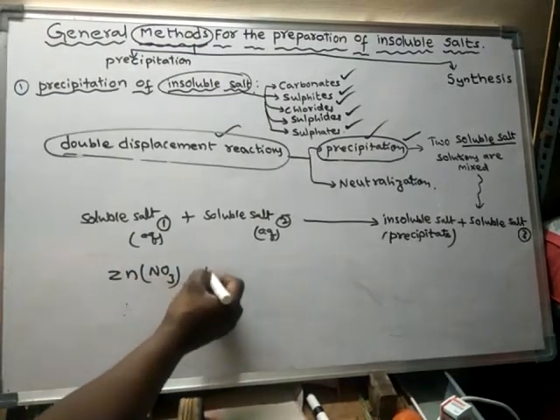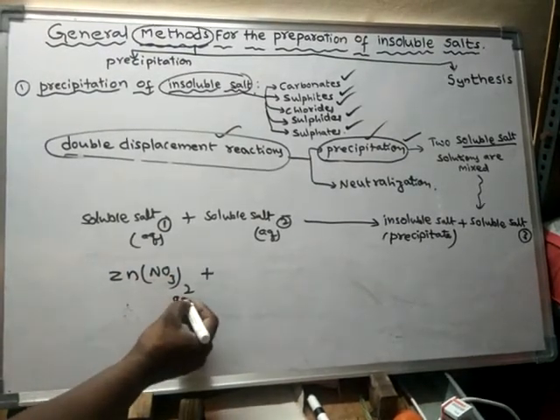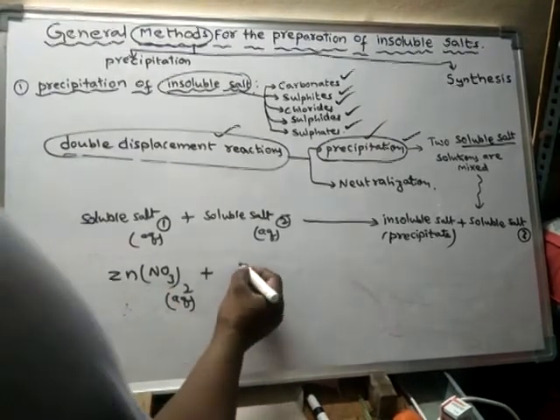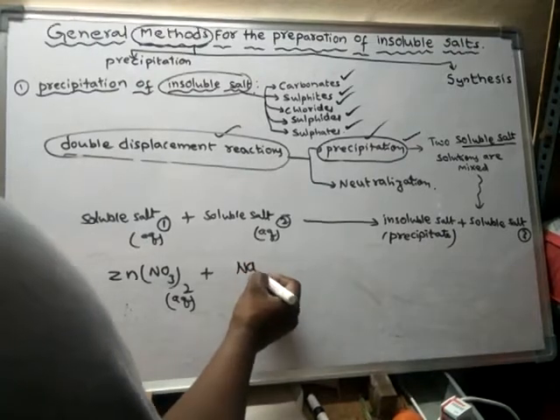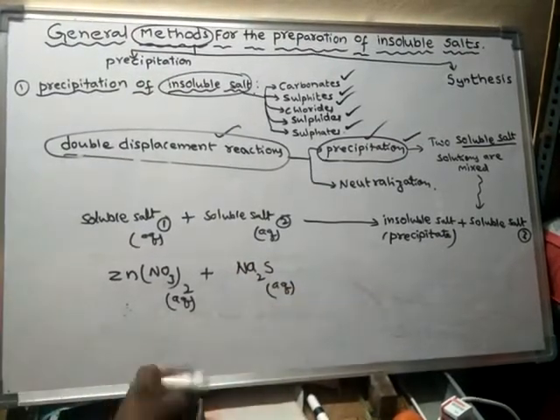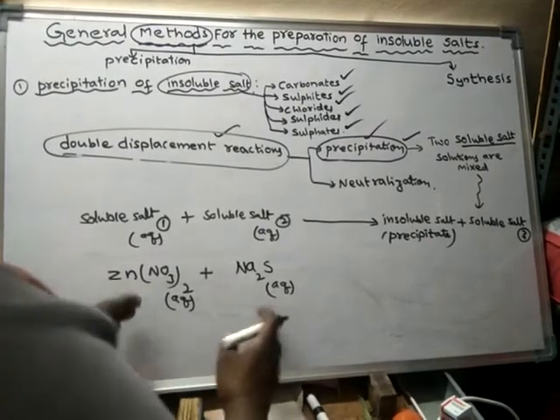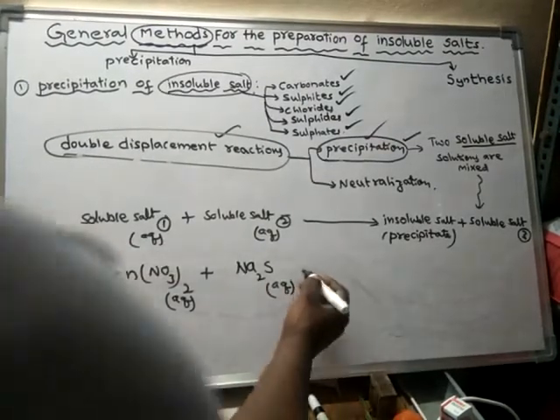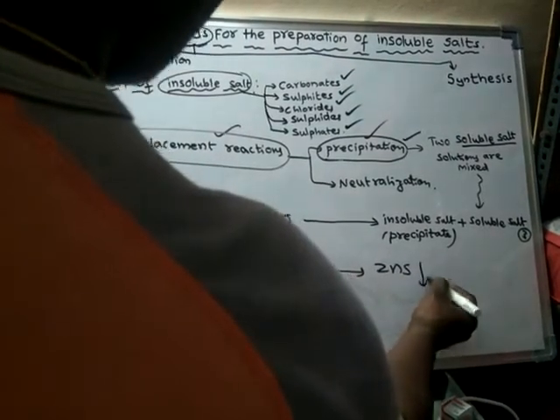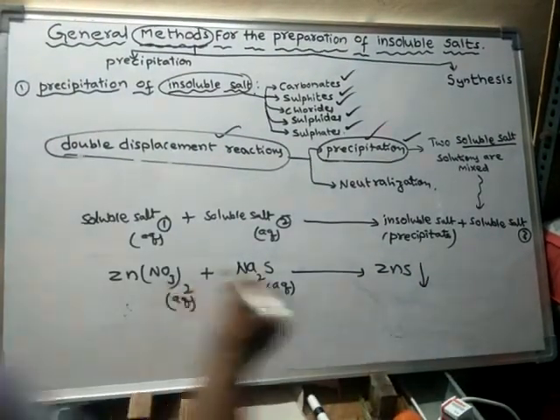Zinc nitrate. It is a soluble salt, aqueous. Another soluble salt. Take sodium sulfide. It is also another soluble salt. Now if you mix these two soluble salt solutions, you will get what? Zinc sulfide, an insoluble salt, and sodium nitrate, which is a soluble salt.